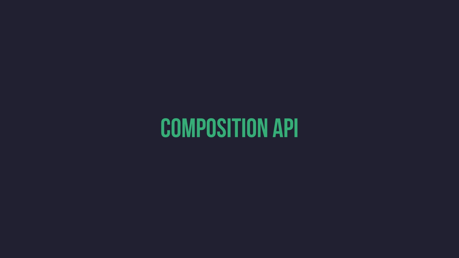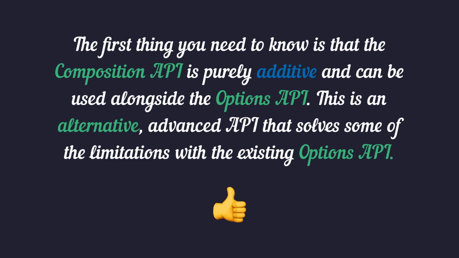Probably the biggest feature in Vue 3 is the composition API. I think one of the biggest questions developers had when this was introduced was why? Why are you introducing another way of doing things? So I'm going to talk through some of the problems that the options API presents and how the composition API can solve them. The first thing that you need to know is that the composition API is purely additive and can be used alongside the options API.